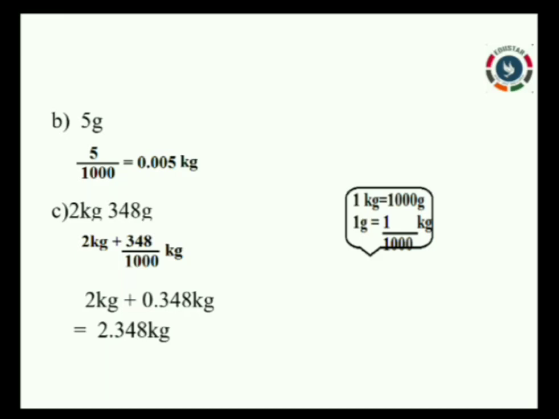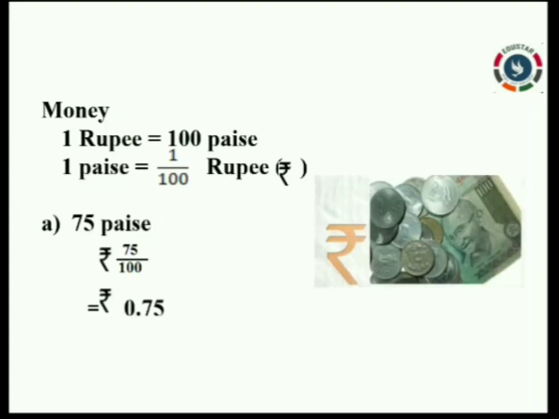Your last digit is 8, so your denominator is 1000. So the last digit should be in the place of 1000th. So your answer is 0.348 kilograms. Now 2 is the whole part and 0.348 is your decimal part. So 2.348 kilograms, which means 2 kilograms 348 grams.